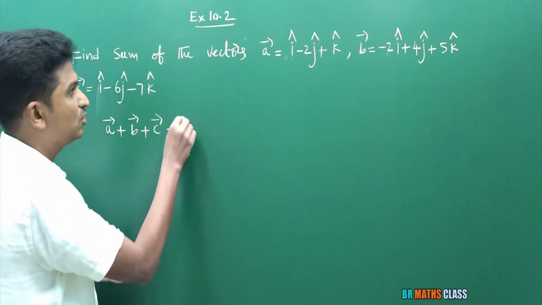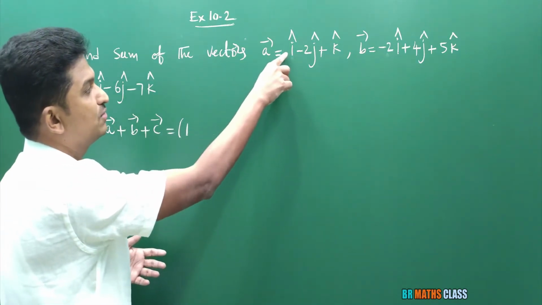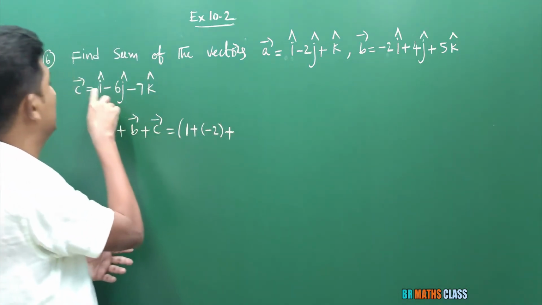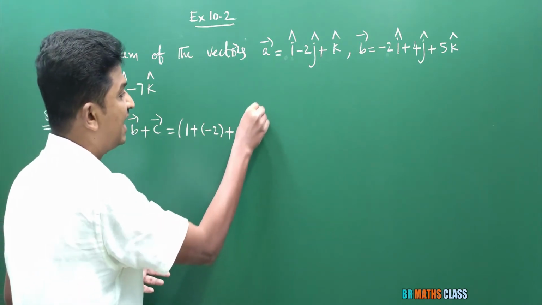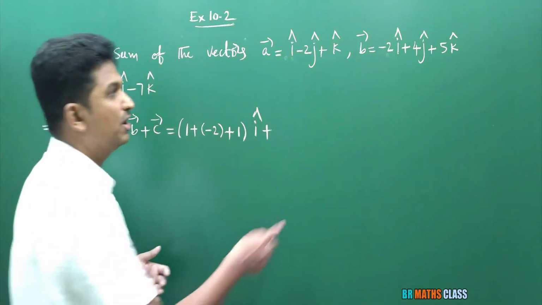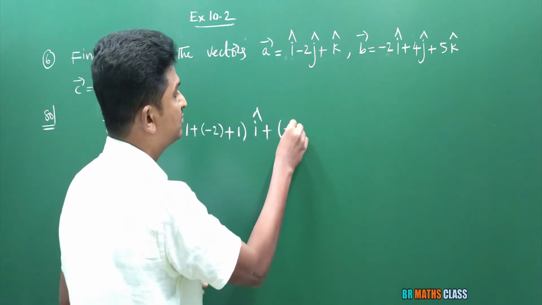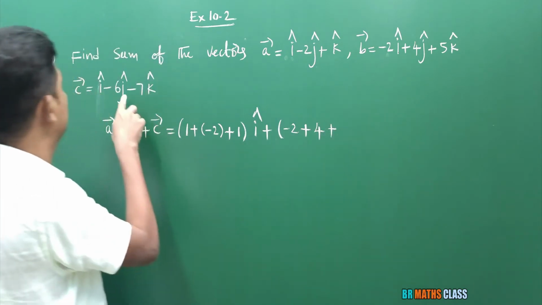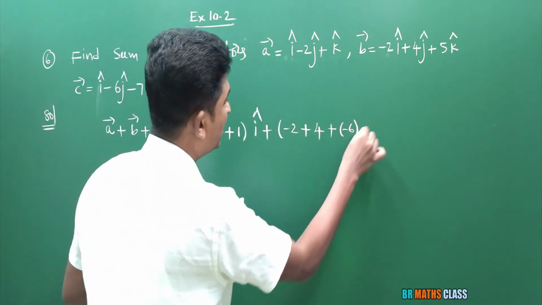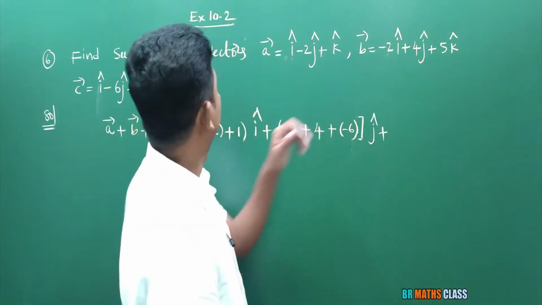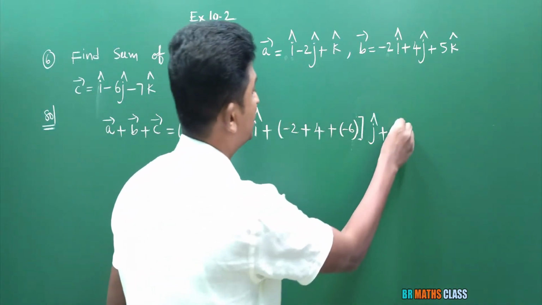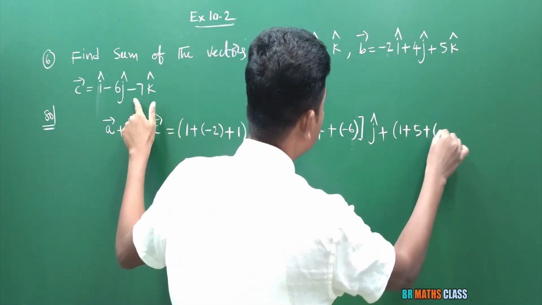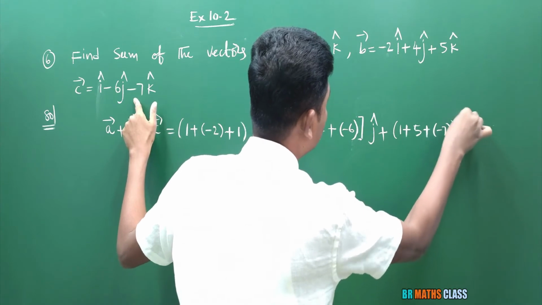I'll add these numbers. Okay, what you will get? I bar coefficient is 1 plus here I bar coefficient is -2 plus here I bar coefficient is 1 into I cap plus. Now J bar coefficients. What is J bar coefficient here? J bar coefficient is -2 plus here J bar coefficient is 4 plus here J bar coefficient is -6 into J cap plus. Now you observe here what is K cap coefficient, that is 1 plus here K cap coefficient 5 plus here K cap coefficient -7 into K cap.